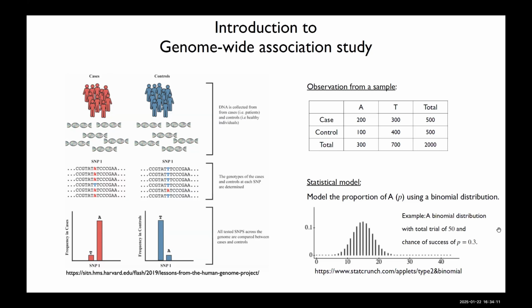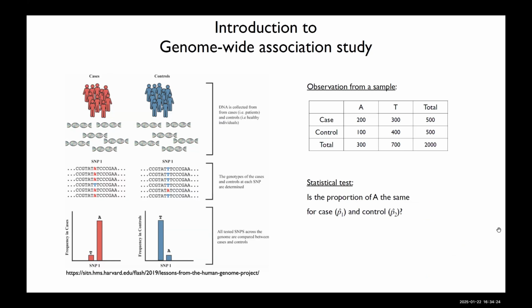And applying this model to this problem, you need to consider that the proportion of A in cases and controls are unknown to us. So we are going to determine whether the proportion of A in cases and control could have been the same. To determine this, we need to test whether, although there's an apparent difference in the proportion, this difference actually came from just random chance alone.